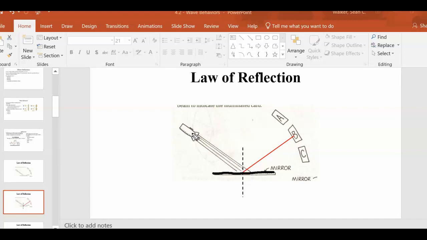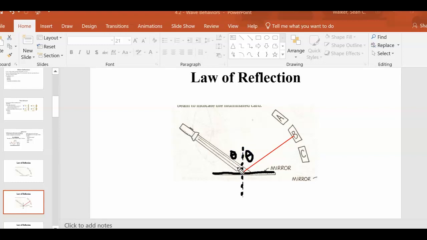The normal line is always perpendicular to, that means at a 90-degree angle to, the boundary line. If you look in this picture, this dotted line right here is what we call the normal line. When we talk about angles, we always talk about the angle relative to the normal line. So this angle right here is the same as this angle right here, according to the law of reflection.